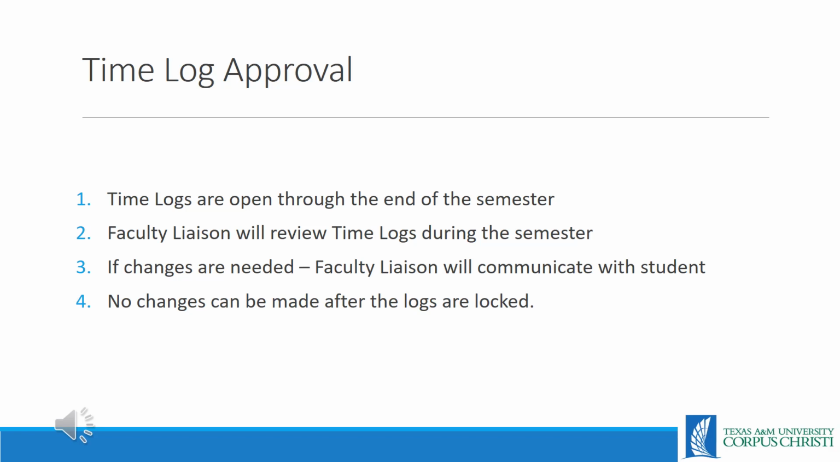And there's not an official designation of approved or not approved, but once they are closed for the semester, they can't be changed unless we have special circumstances. If there are special circumstances, then the faculty liaison will communicate with the student and let them know when those time logs will be available for them to make the adjustments that are needed. Other than that, no changes can be made after the logs are locked at the end of the semester.